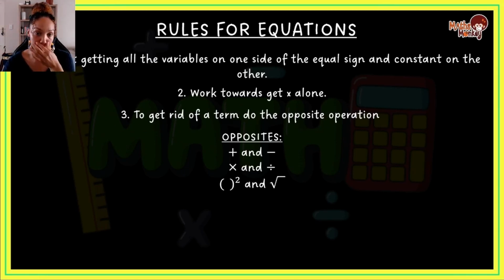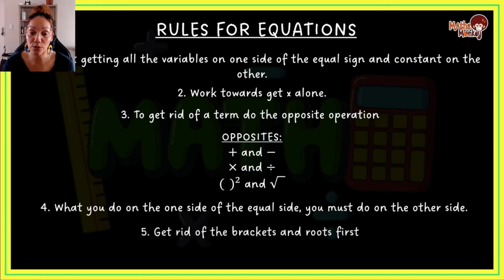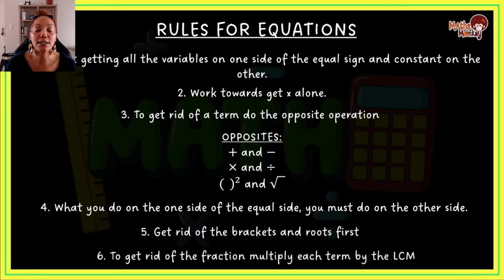Also, what you do on the one side of the equal to sign, you must do on the other side. You must get rid of the brackets and the roots first, and then lastly, to get rid of fractions, you multiply each term by the LCM. This is the general rule that will govern all your calculations. I suggest that you write it down on a page, and when you're attempting questions, use it as your guideline or checklist.